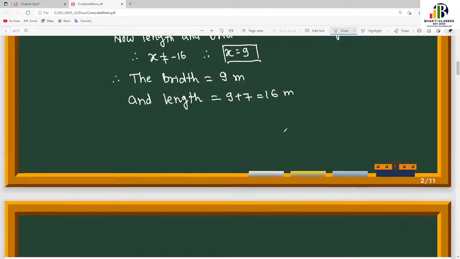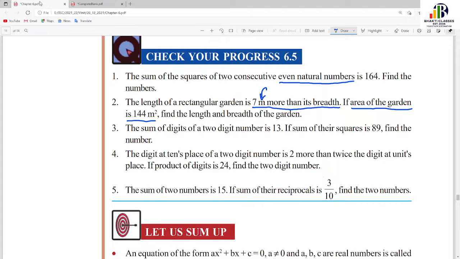So another word problem is there, that is question number 3. You can see the problem. The sum of digits of a two-digit number is 13. If the sum of their squares is 89, find the number.